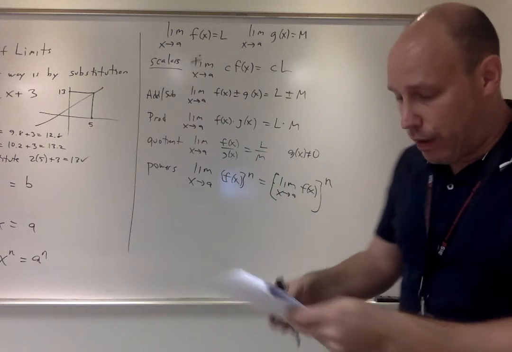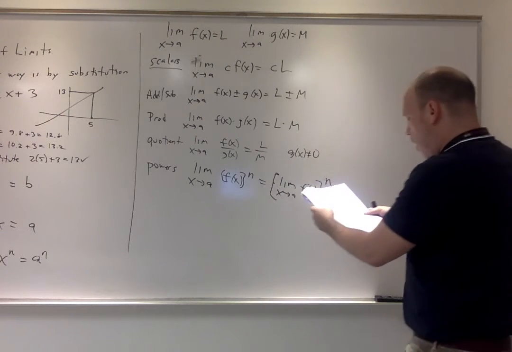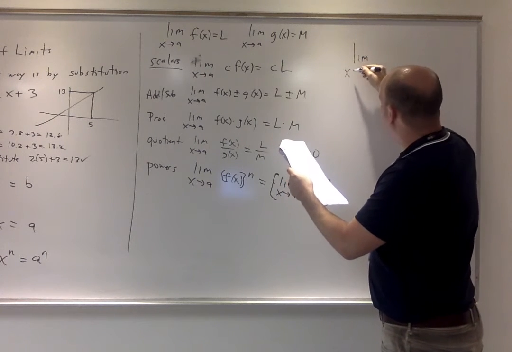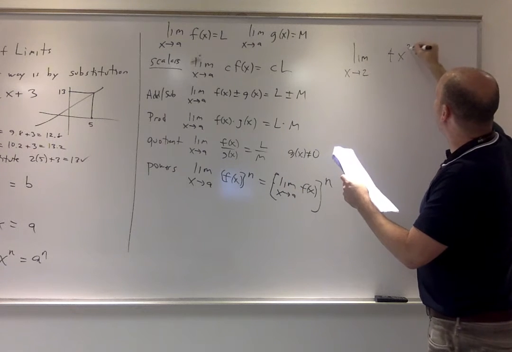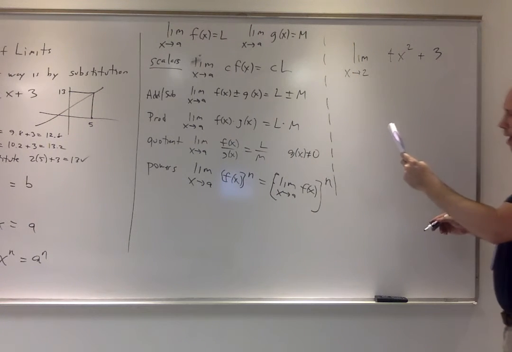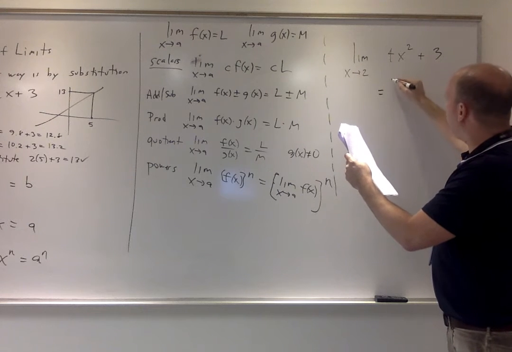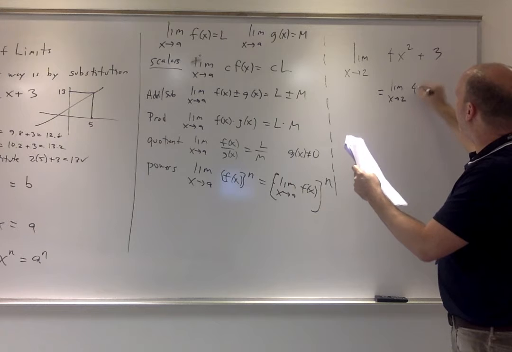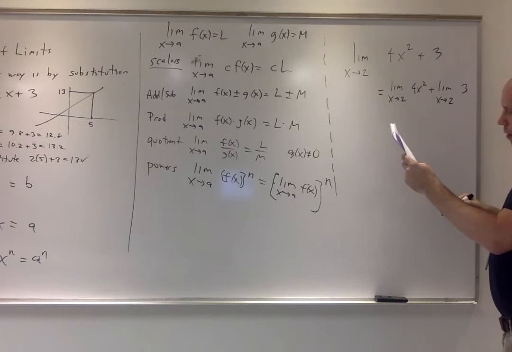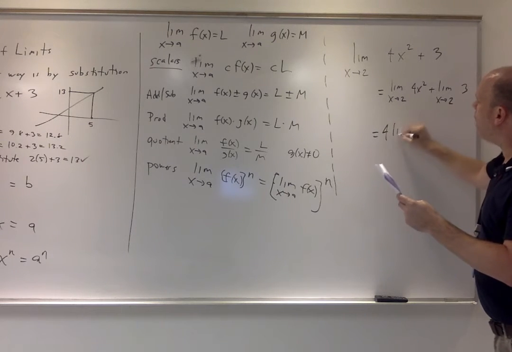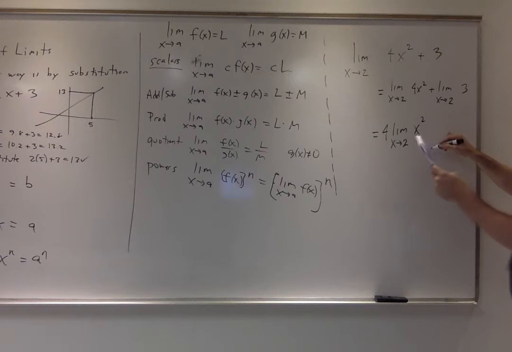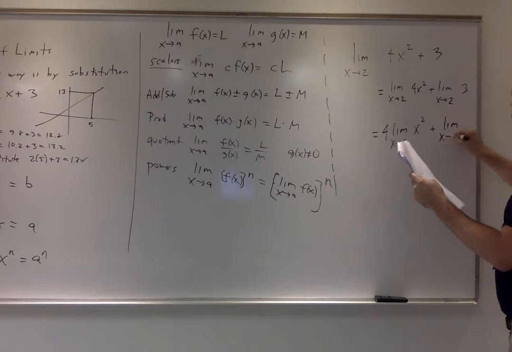Well, old school, you would be given a problem like the limit as x approaches 2 of 4x squared plus 3. So how do we apply the rules? Well, the rules say this is equal to the limit as x approaches 2 of 4x squared plus the limit as x approaches 2 of 3. What's going on here? Let's pull the 4 out. 4 times the limit as x approaches 2 of x squared plus the limit as x approaches 2 of 3.